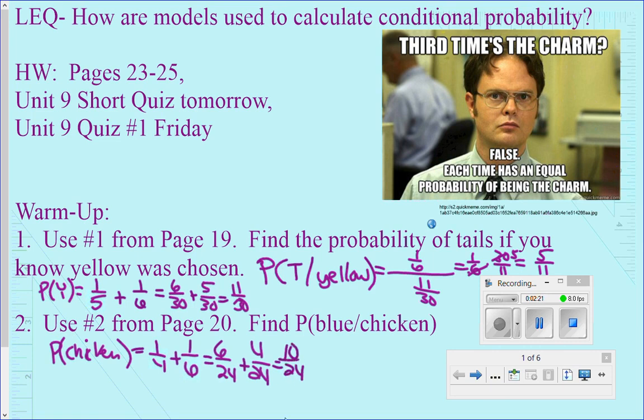which simplifies to 5/12, which is going to be my denominator, because I want blue given chicken. So I'm going to go ahead and put in the denominator 5/12. So that's chicken. Now I need blue chickens in the numerator. So I go to my diagram and I look for the blue chicken, which is 1/4.